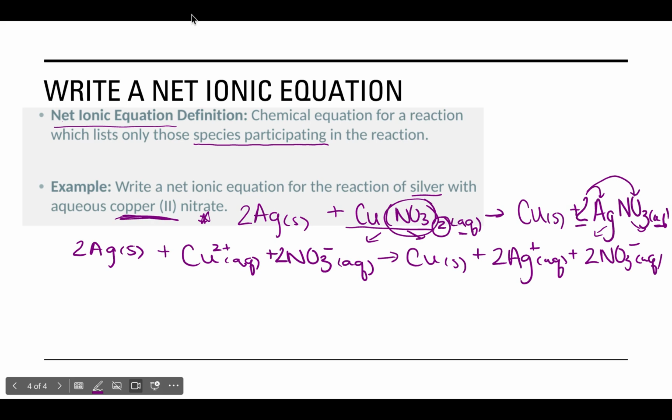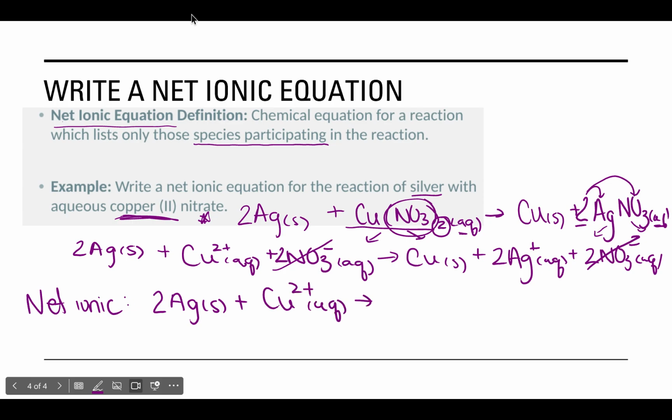And now we get to our net ionic. And for our net ionic, you need to cancel anything you see that's exactly the same on both sides. So in our case, it's that 2NO3. And now that is a spectator. It is there, but it's not participating. What is the actual reaction is that 2Ag solid plus your copper ion to give you copper solid plus 2Ag positive. And now we have our net ionic equation, and we can see exactly what's reacting. In Chem 30, you will do this over and over again. We want to be good at it.